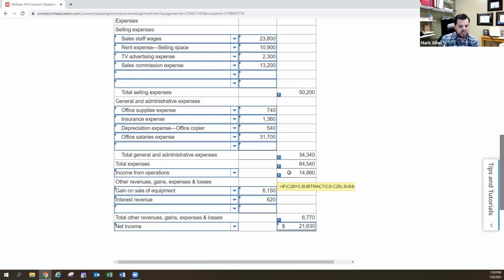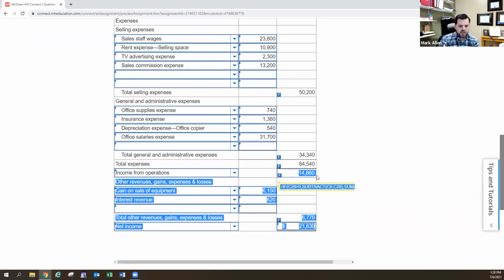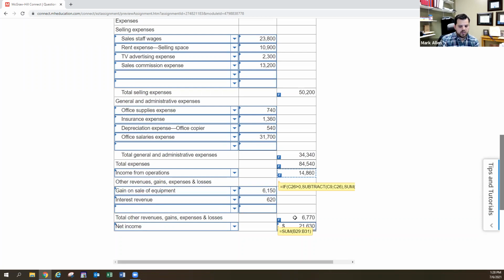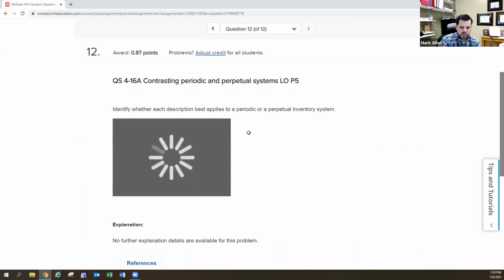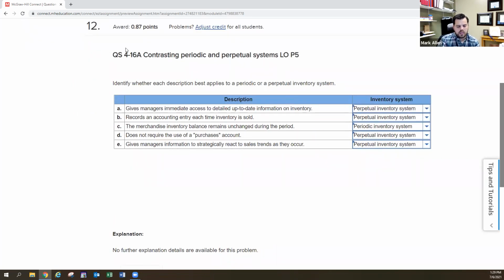So of course the this in that statement was the income from operations. The that I believe was this total other. So income from operations plus total other revenues, gains, expenses, and losses will come down to net income, in this case of $21,630. And the very last thing that we have here is dealing with just some terminology related to and different characteristics of my periodic and perpetual inventory systems.